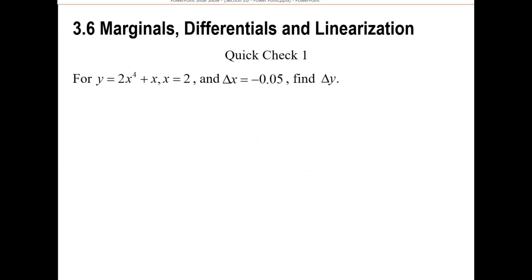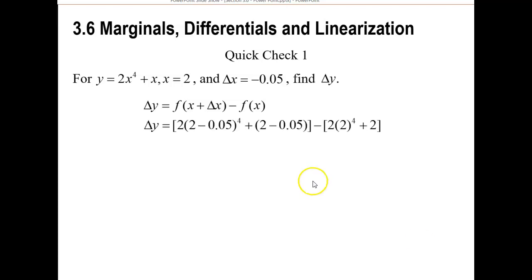All right, so let's try another one. For y equals 2x to the 4th plus x, if x is 2 and it changes by negative 0.05, meaning it decreases, find delta y. All right, so delta y, f of x plus delta x minus f of x again. That'll be our formula. So we're plugging in our x was 2, our delta x was negative 0.05. So 2 minus 0.05 is your x, so it's 2 minus 0.05 to the 4th plus 2 minus 0.05. That's what it would be if I plugged it into my function. Minus f of x was 2, so just plug 2 into the function.